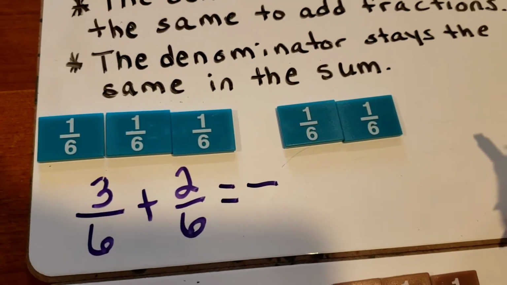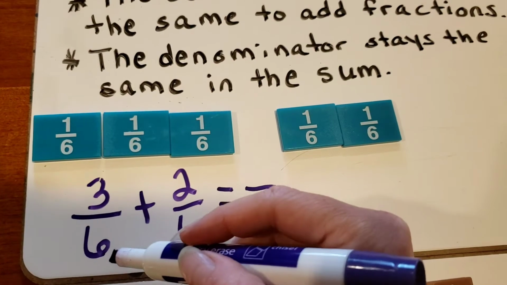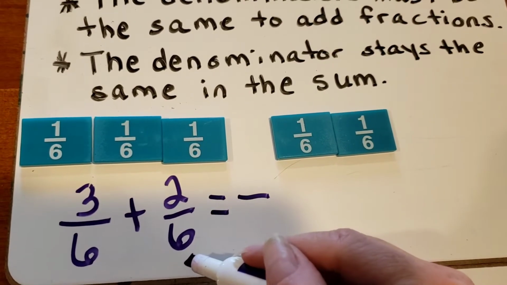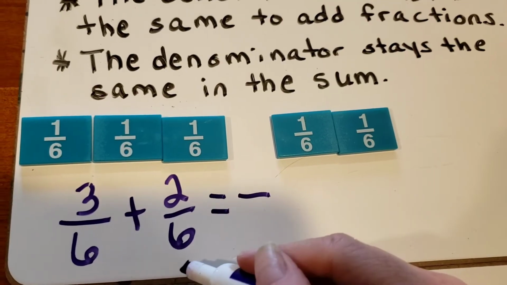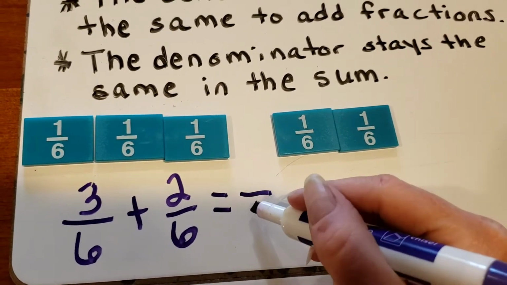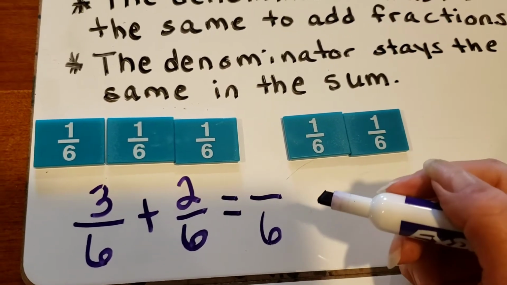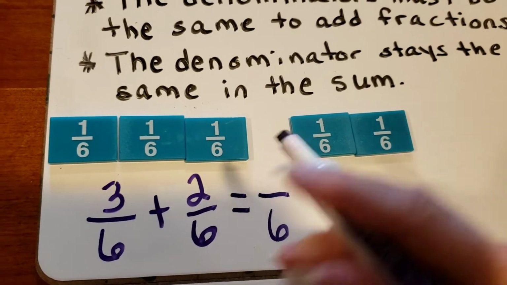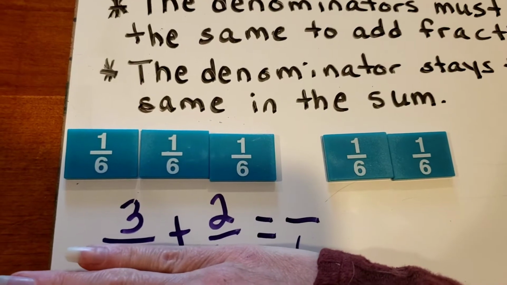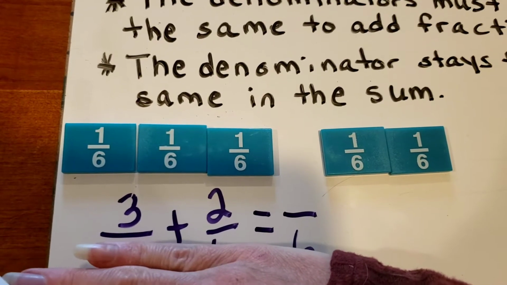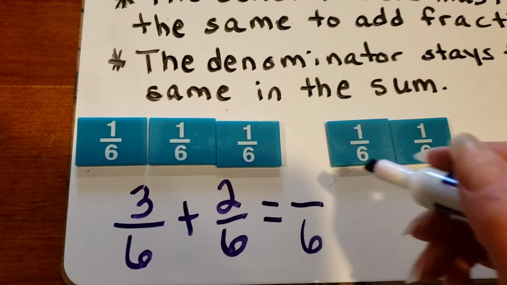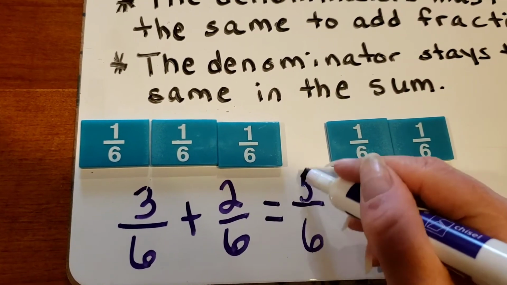So the first example here I have is 3/6 plus 2/6. The first thing you notice is that the denominators are the same in both of these addends. So I'm just going to bring the 6 over to my sum, to my answer. Once you do that, all you have to do is focus on the top two numbers. You just have to look at the numerators and add 3 plus 2. 3 plus 2 is 5.